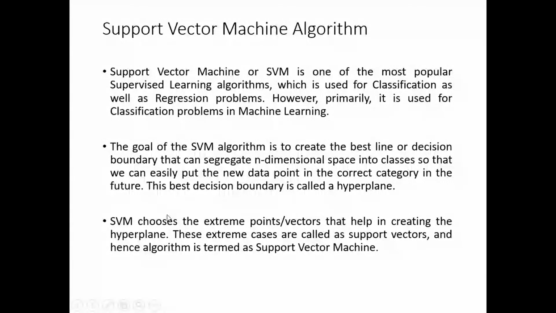SVM chooses extreme points. In 3D space, if I talk about a vector, I'll have X, Y, Z. If I have 2D space, I can call X, Y one of my vectors. A vector is a point in a space, you can consider it. These extreme cases are called support vectors, hence the algorithm is said to be a support vector machine.